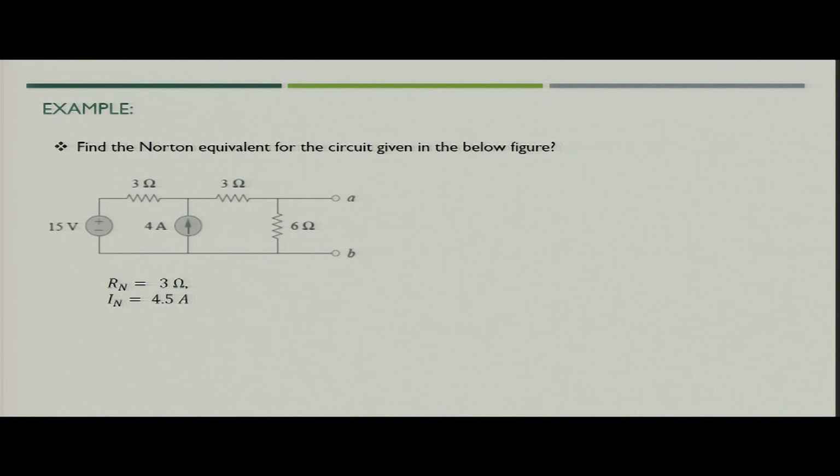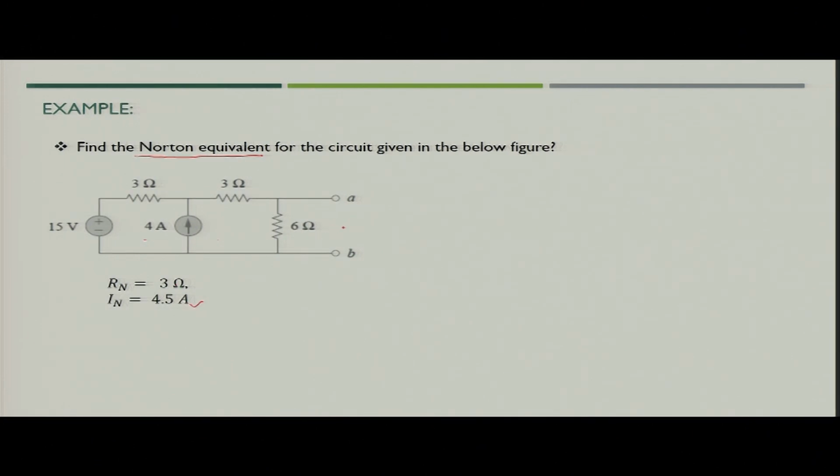So, now let us see another example where you need to find out the Norton's equivalent for the circuit given in the figure. Now, here the important thing is that the source, which is 4 ampere current, is common to both of the meshes. So, what can we do? We can utilize our source transformation technique and then we can find out the values of Norton's current.